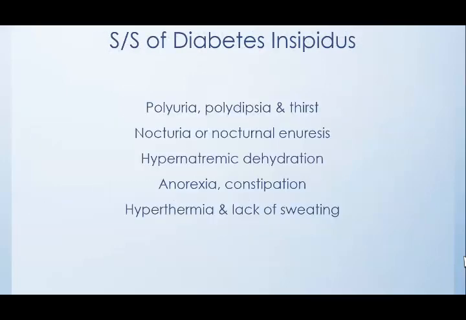The signs and symptoms of diabetes insipidus are polyuria, polydipsia, and thirst, nocturia or nocturnal enuresis, hyponatremic dehydration, anorexia, constipation, hyperthermia, and lack of sweating.